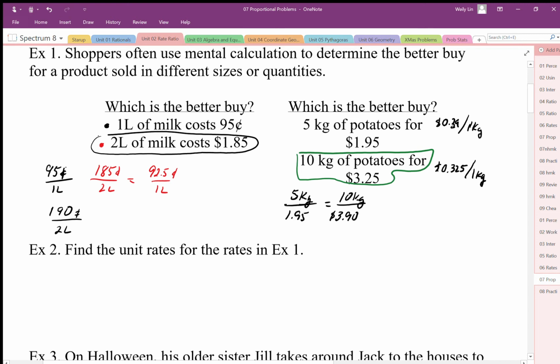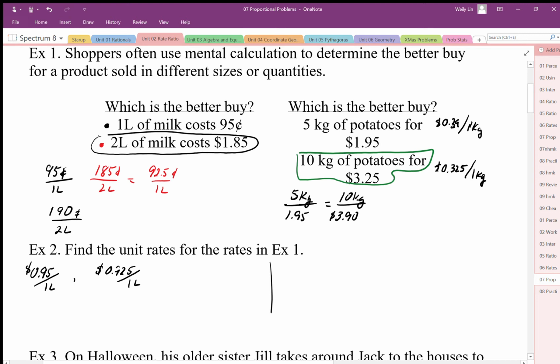We could also compare the unit rates. So we've calculated the unit rates here. So this is 95 cents for 1 liter, and 92.5 cents for 1 liter. Over here, when we talk about the unit rates, we can do the 1 kilogram rate. We could also do the $1 rate, but I'm just going to leave it as the 1 kilogram rate here. Actually, let's do the $1 rate. It's just so that we can do it both ways.